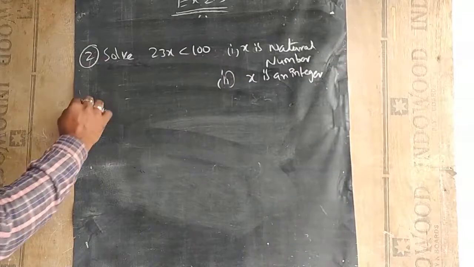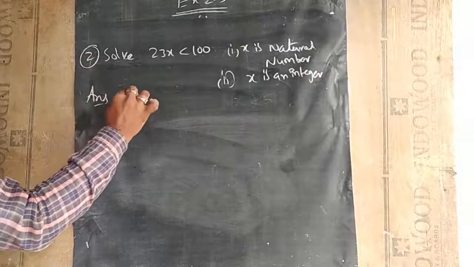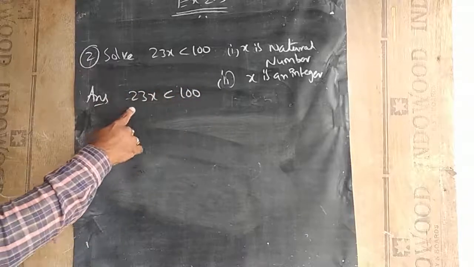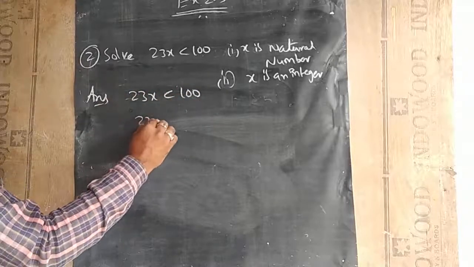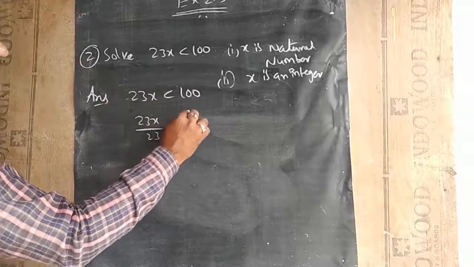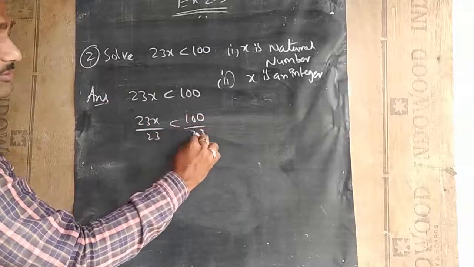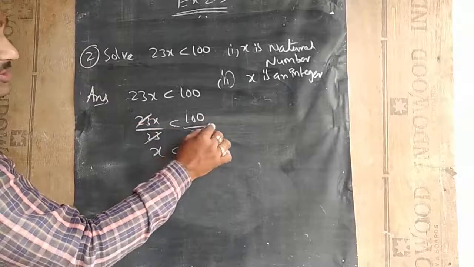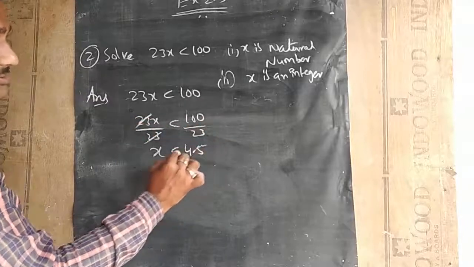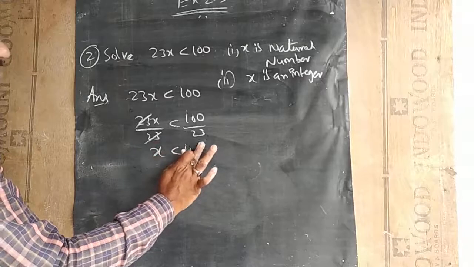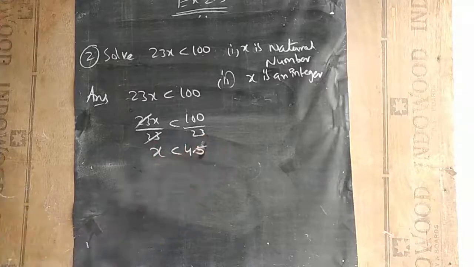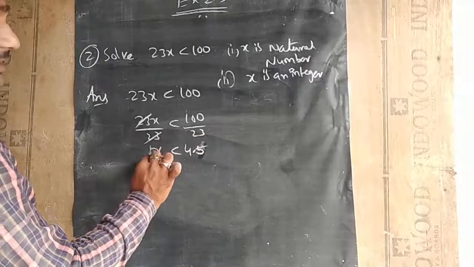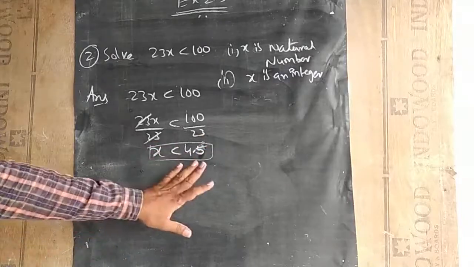In this case, first the given inequality we will write: 23x is less than 100. So I have to divide by 23. It will become 23x by 23 is less than 100 by 23. So x is less than 100 by 23, approximately 4.5. So I need to take x less than 4.5 values only in our concept.